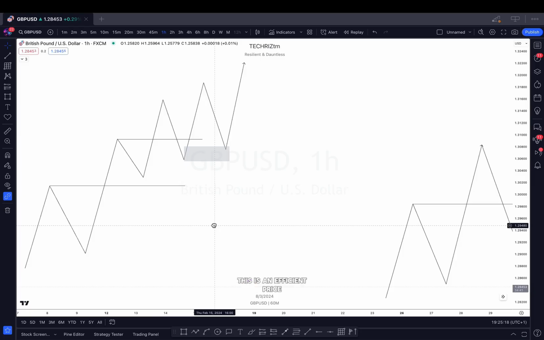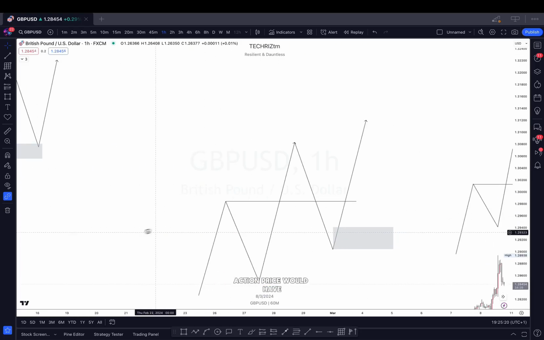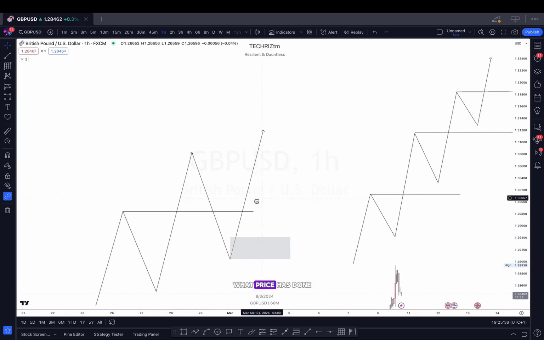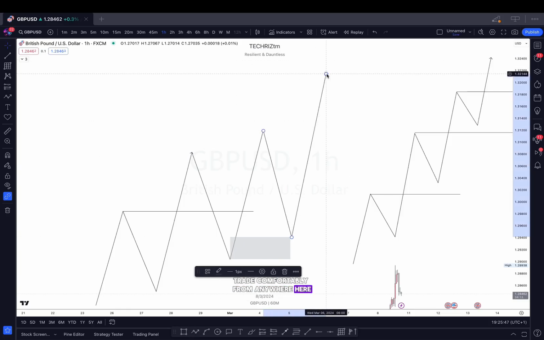Now I go again. This is an efficient price action. Price has to come down to the demand zone, this entire place. This is the demand zone. So price has to test the demand zone and then go up again. What price has done is very efficient, which means in the future we can see price trade comfortably from anywhere here and continue.